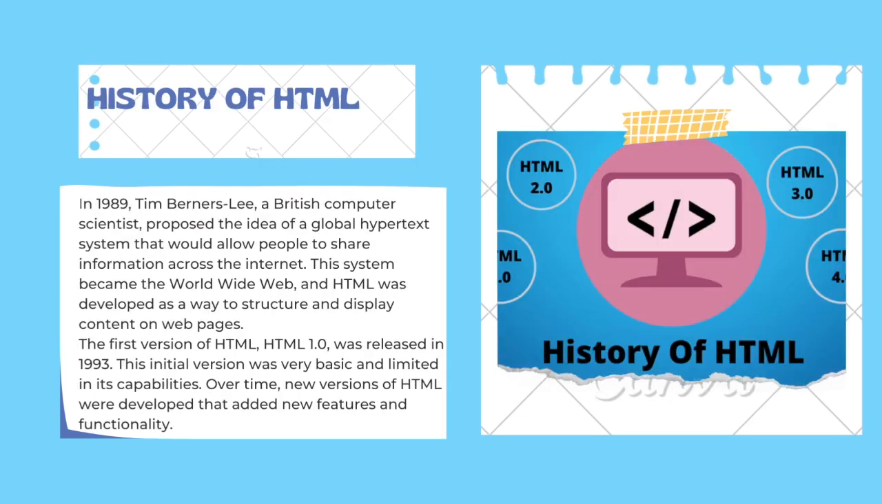History of HTML. In 1989, Tim Berners-Lee, a British computer scientist, proposed the idea of a global hypertext system that would allow people to share information across the internet. This system became the World Wide Web, and HTML was developed as a way to structure and display contents on web pages. The first version of HTML, HTML 1.0, was released in 1993. This initial version was very basic and limited in its capacity. Over time, new versions of HTML were developed that added new features and functionalities.